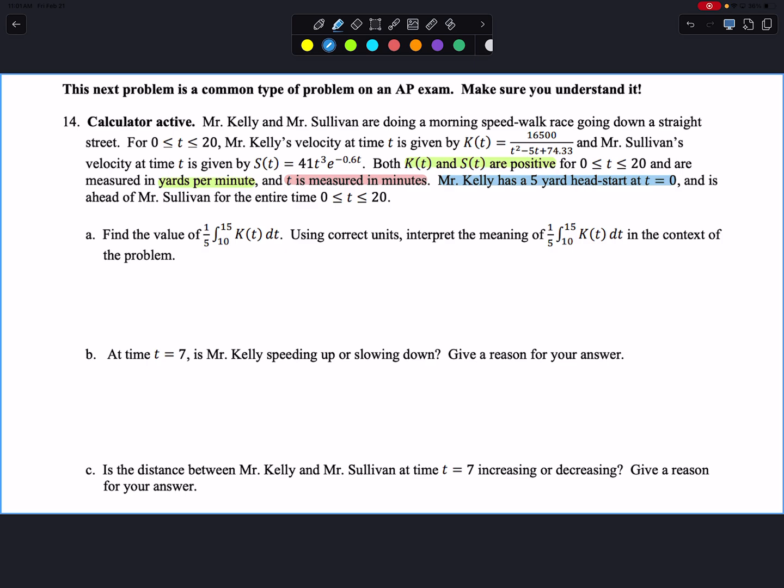So it says find the value of 1 over 5 times the integral from 10 to 15 of k of t dt. Using correct units, interpret the meaning of this. Okay, so number 1 in bold, what does this say we're going to use? A calculator. So all we have to do is plug k of t into y1 and calculate that. Should there be any reason why we get that wrong if we practice this enough? Hopefully not. So I'm going to do that with you guys.